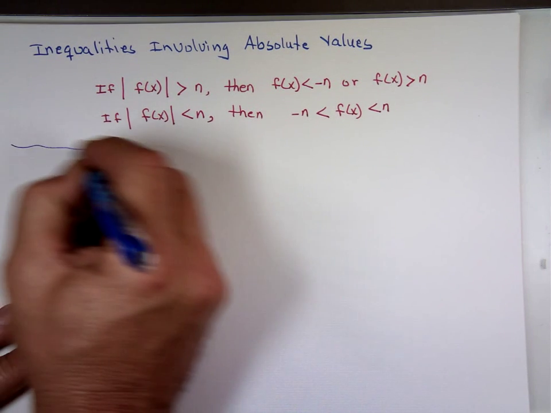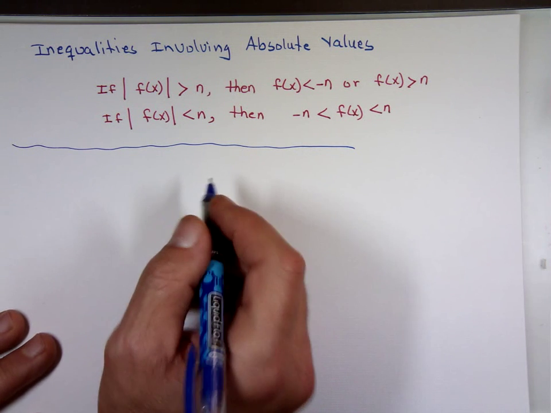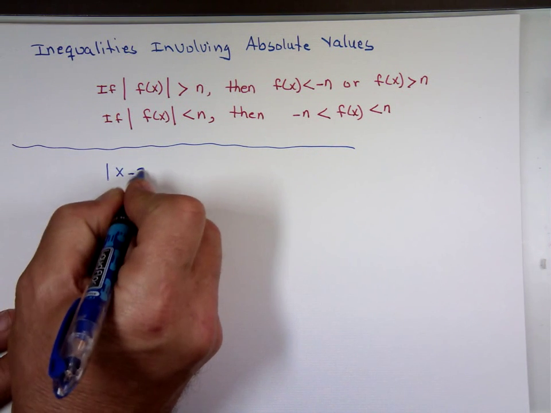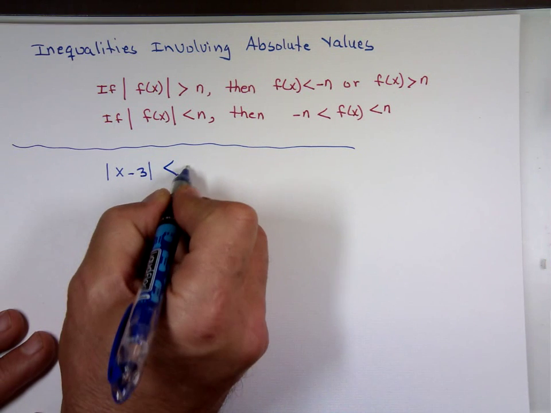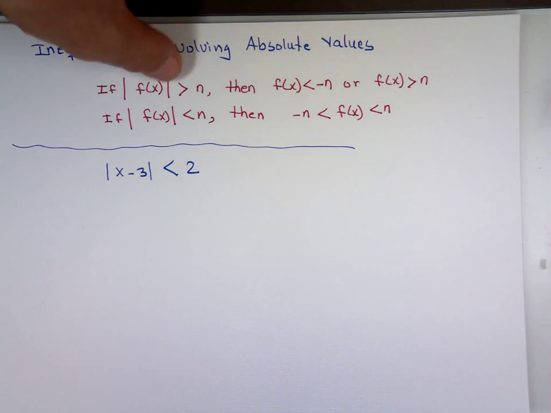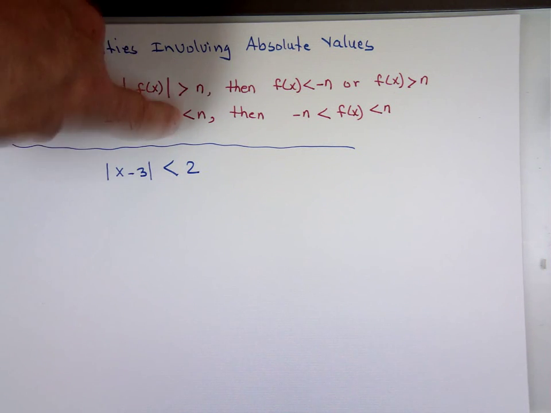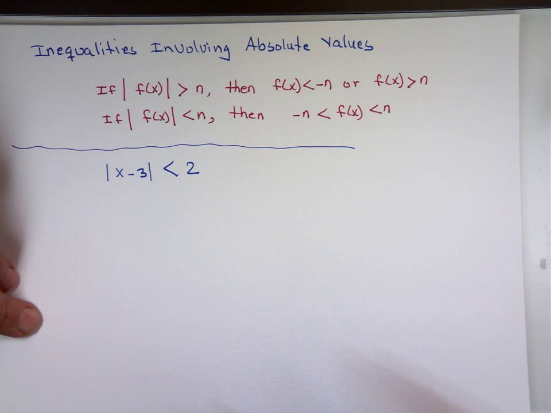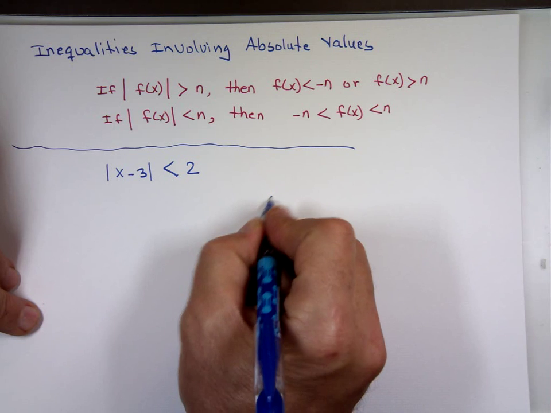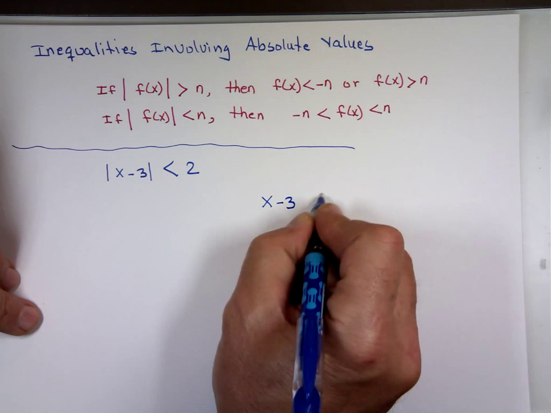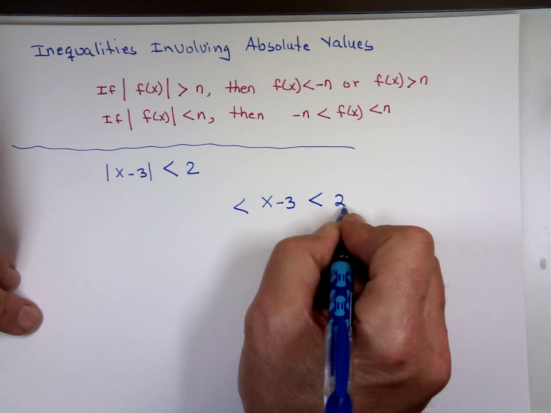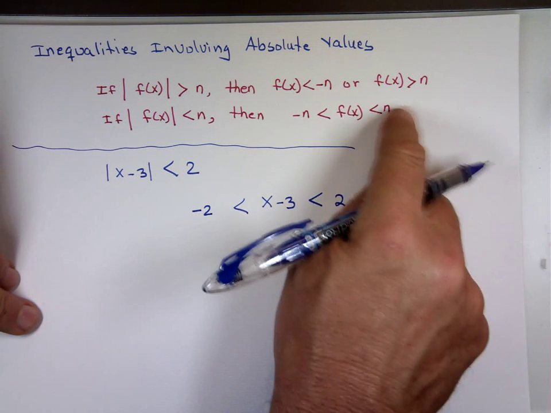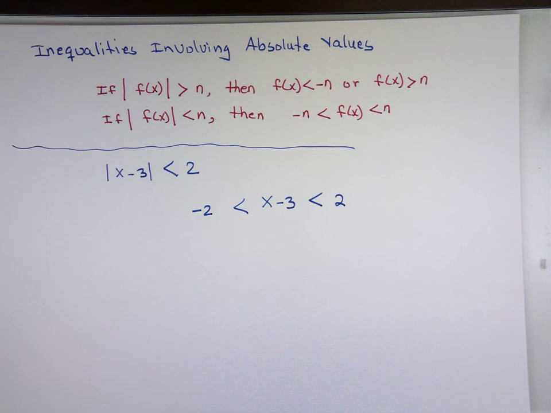So here's my first example. The absolute value of x minus 3 is less than 2. Does it match this one or does it match this one? Is it greater than or is it less than? Less than. According to this one, I should be able to take this problem, throw the absolute value signs away, and write that problem: x minus 3 less than the 2, greater than negative 2, whatever that number is. I should be able to write it like that, using this rule here.